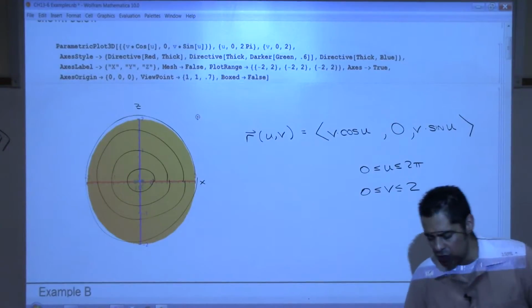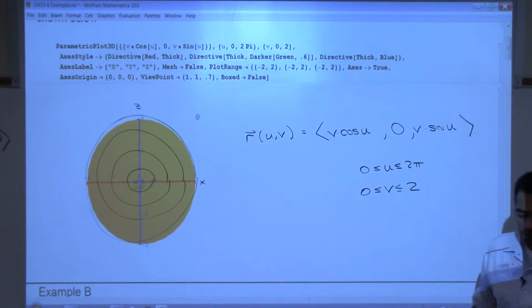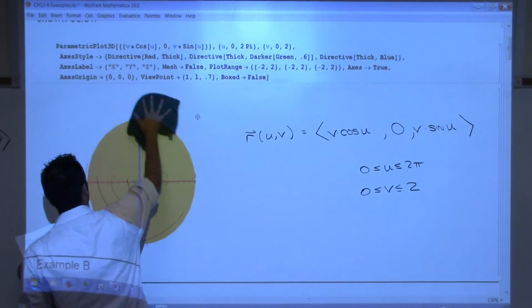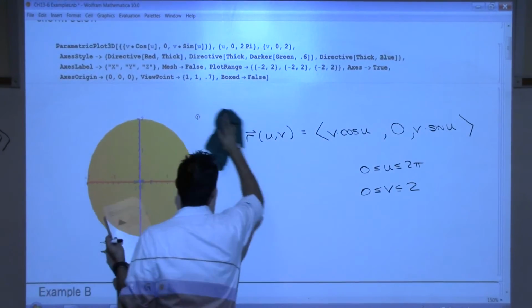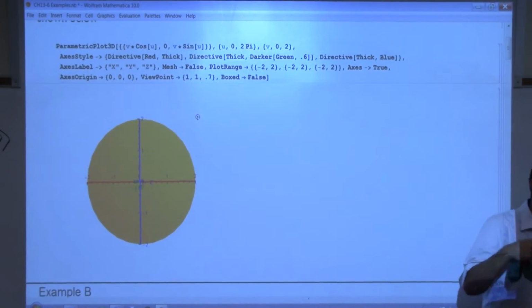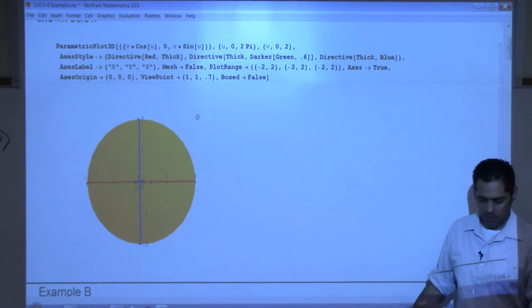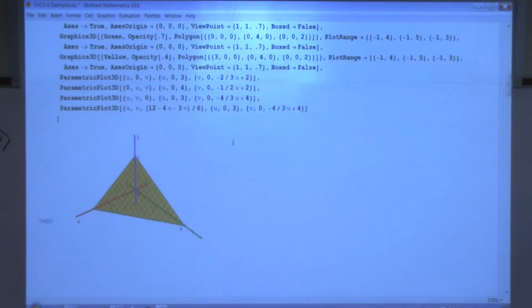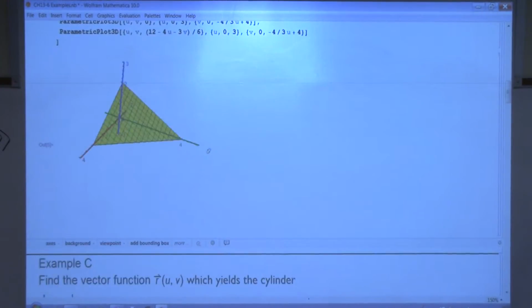Find the vector functions, plural, which yield the 4 face surfaces of the tetrahedron with the given vertices. So you have a tetrahedron. It has 4 faces on it. Since each of the faces is a surface, you have to come up with 4 separate parametric functions that draw each surface. Here it is. Mine looks a little different than yours, but there it is.